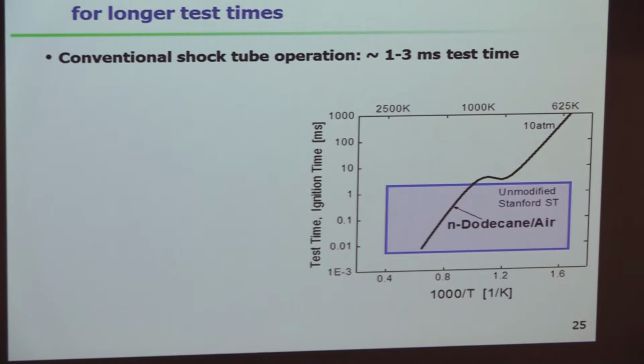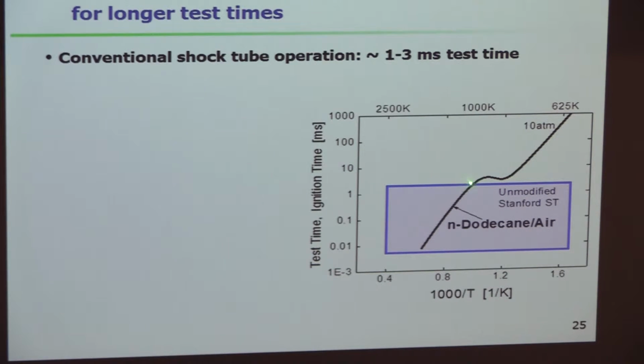So a conventional shock tube would give us, say, 1 to 3 milliseconds of test time, and we might plot that time here. So this is milliseconds here. So this would be 1 millisecond, 10 milliseconds. It's not that hard to get to 1 to 3 milliseconds of test time independent of temperature. So roughly speaking, this is our operating envelope for our unmodified shock tube. We get down to 5 microseconds or so, up to maybe 2, 3 milliseconds, independent of temperature. This line is the simulated ignition delay time for n-dodecane in air at 10 atmospheres.